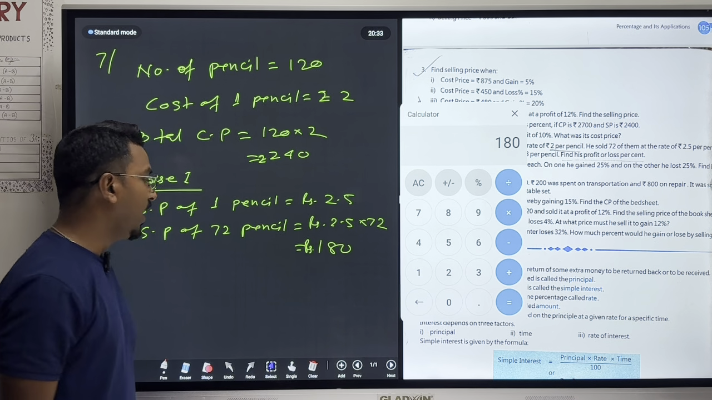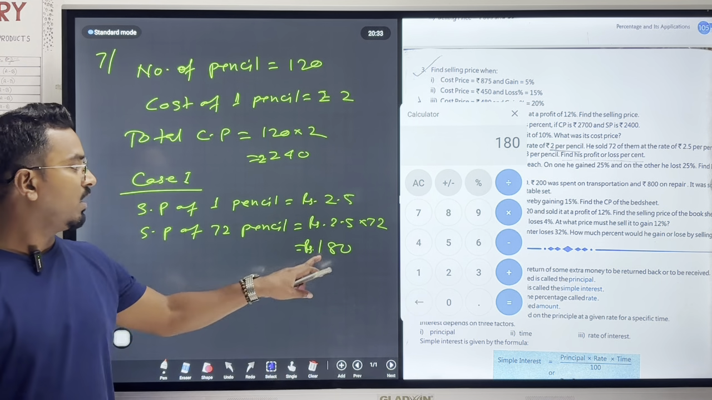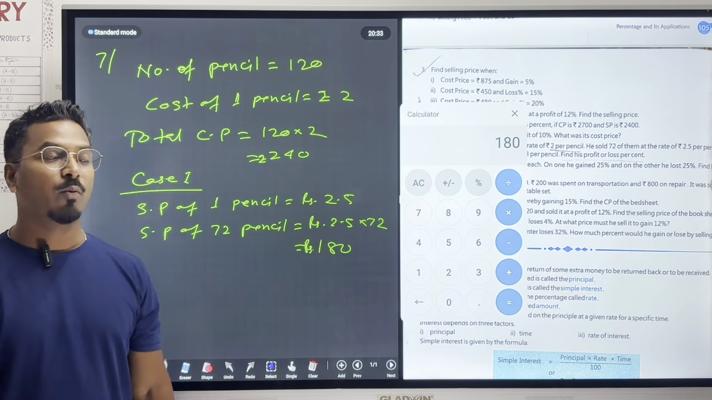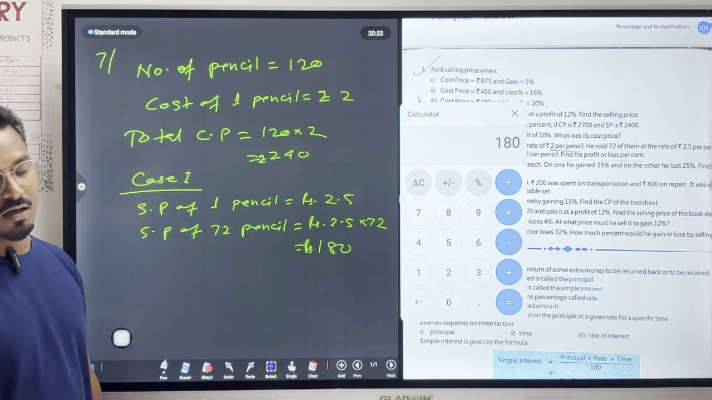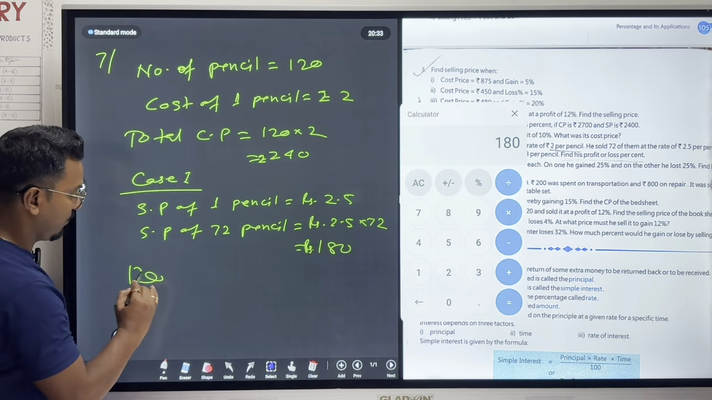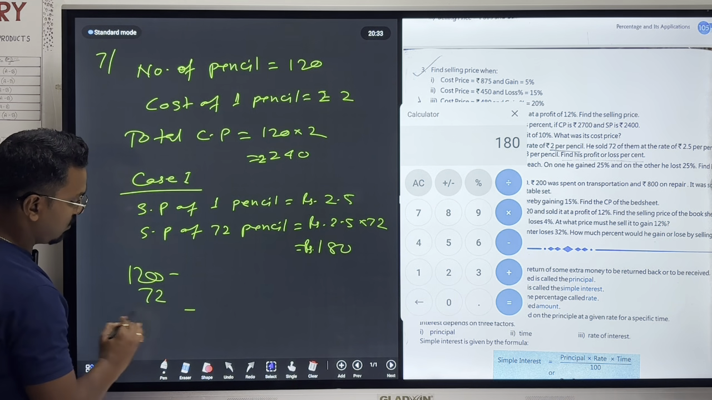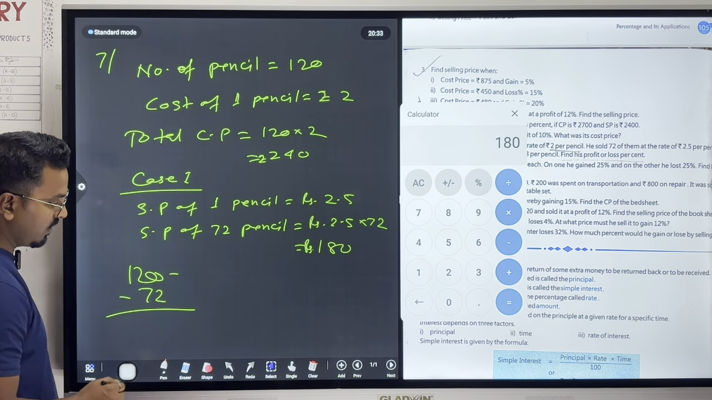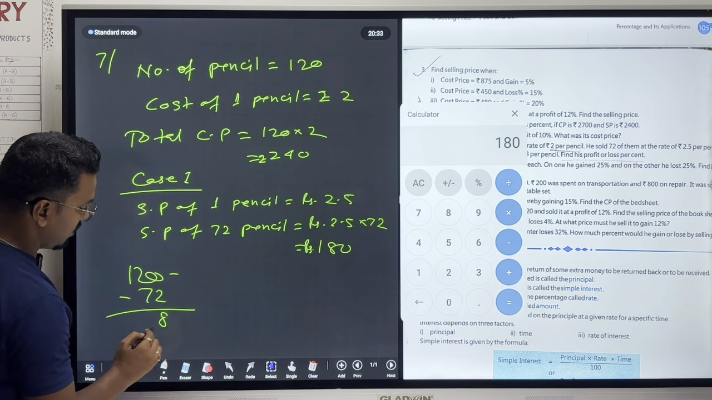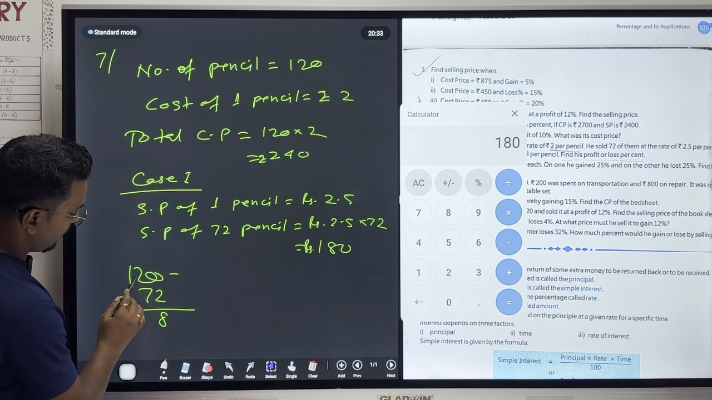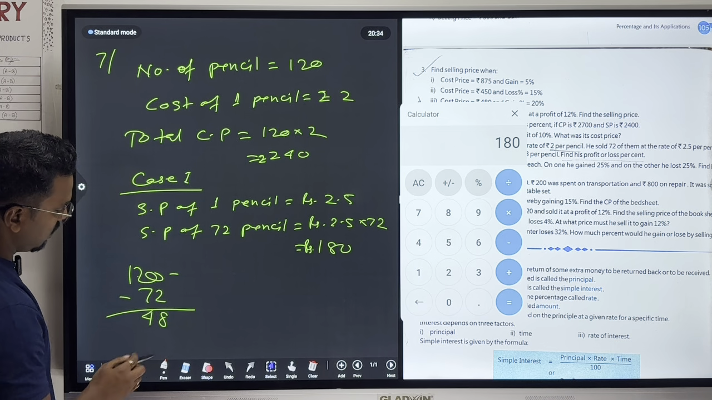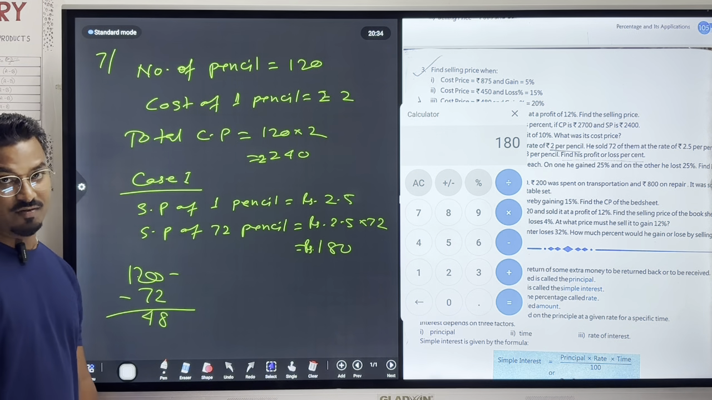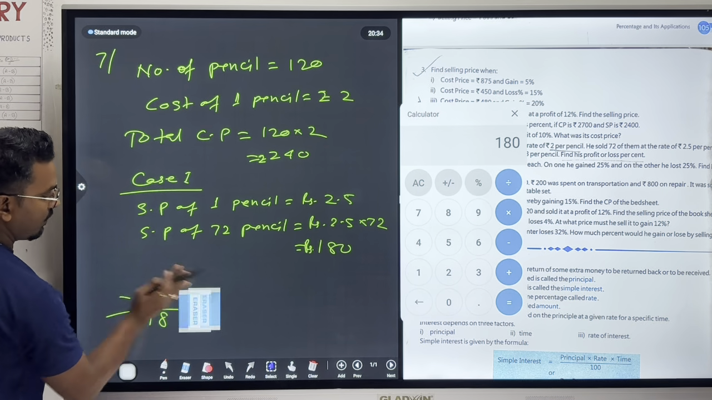By selling 72 pencils, he already received how many rupees? 180. Now, in total how many pencils were there? 120 pencils. So minus 72. If you minus 72, how many pencils are left? There are 48. 48 pencils are left. Okay. Now case 2.